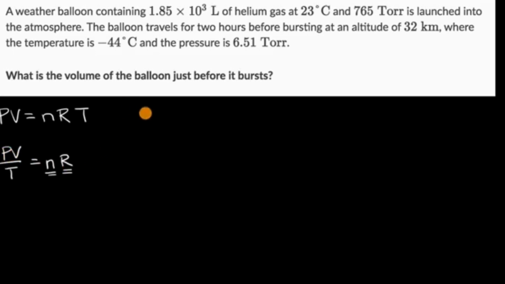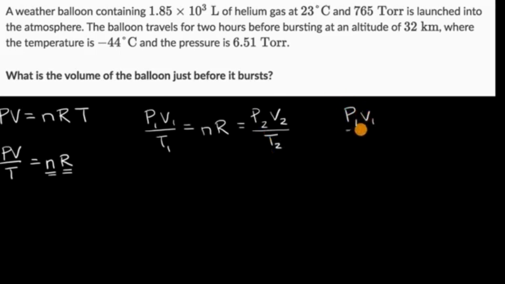Or another way to think about it, you could say your starting pressure times your starting volume over your starting temperature is going to be equal to the number of moles times the ideal gas constant, which also needs to be equal to your pressure right before it bursts times the volume right before it bursts, divided by the temperature right before it bursts. Or you could just say that P1 times V1 over T1 is equal to P2 times V2 over T2. And so what are these different variables?